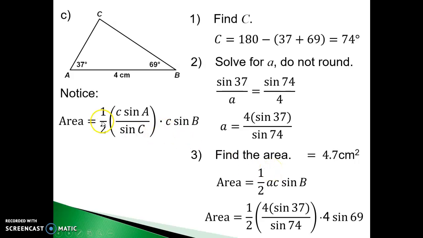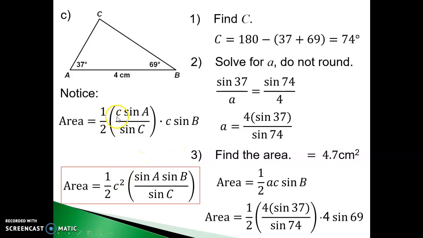So notice it's saying that the area is 1/2 c sine A over the sine of C, and that's times c sine of B. Just learned I could do this. And so if I clean that up a little bit nicely, I get a c here and a c here gives me c squared. And then in my numerator, I have sine A sine B, and in my denominator, I have sine C. So if you look for a pattern, A and B are on the top and C is on the bottom, so I need to know all three angle measures. And then whatever's in the bottom is going to be the side squared.